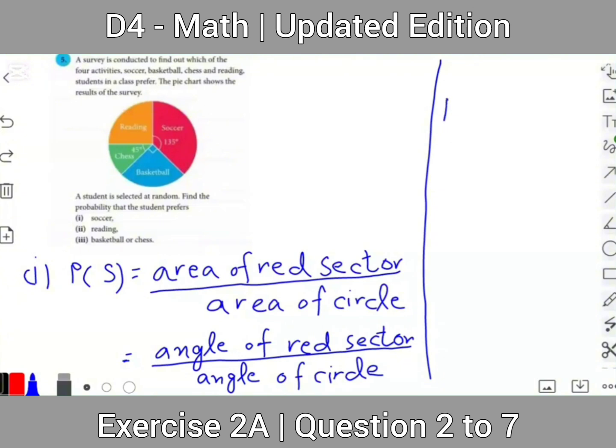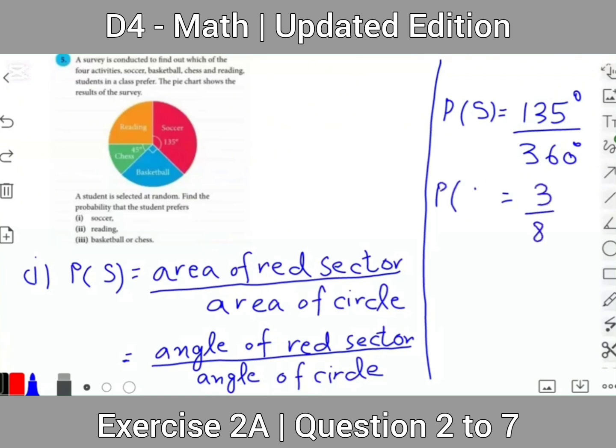So the probability that the student prefers saucer will be equal to... since the angle of the sector is given in the pie chart, and that is 135 degrees, it will be divided by 360 degrees, because we know that the angle of a circle is equal to 360 degrees. So after simplification, we will get 3 over 8. So the probability that the student prefers saucer will be equal to 3 over 8.